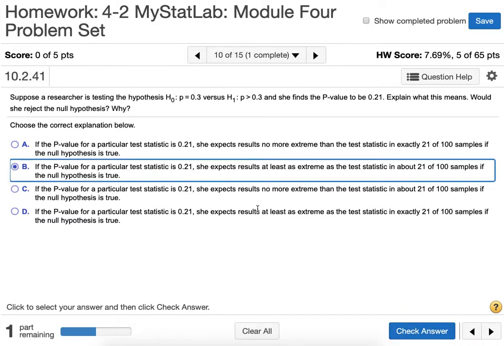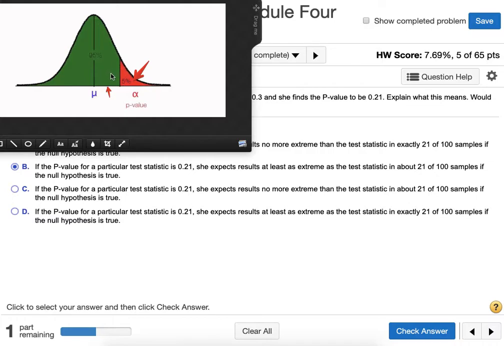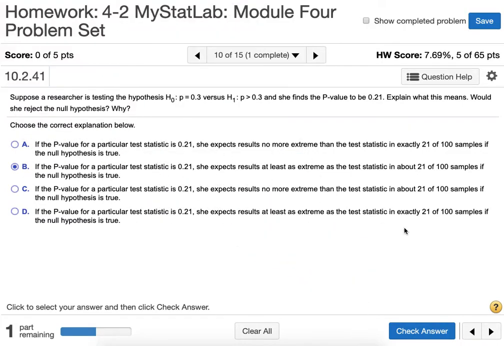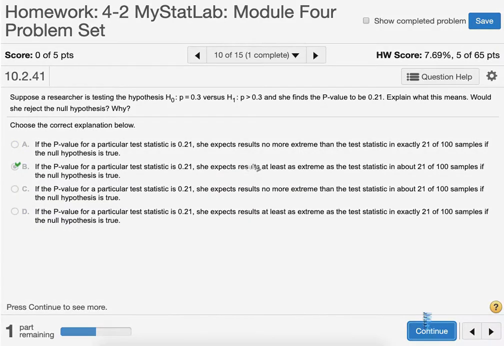This one says no more extreme, so that wouldn't be right. And then here it says exactly 21 of 100 samples. The 21 covers all of the area, so it's not just that one 21. So I hope that makes sense. Let's go ahead and check that one and see what we get. Okay, that looks good. And then continue.